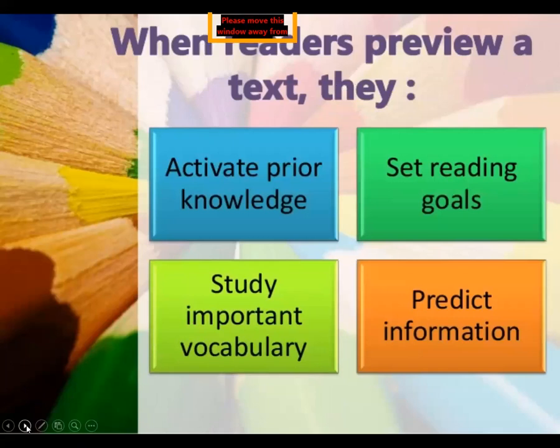Now, when readers preview a text, or you can say when they are doing skimming, then these are the 4 important things that they do. They activate their prior knowledge, they set reading goals, they study important vocabulary, and they predict the information. Okay, so activate prior knowledge means whatever knowledge they have in their mind. For example, the text is related with COVID-19.